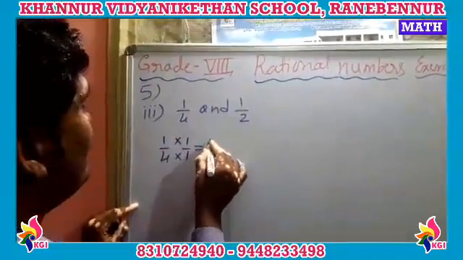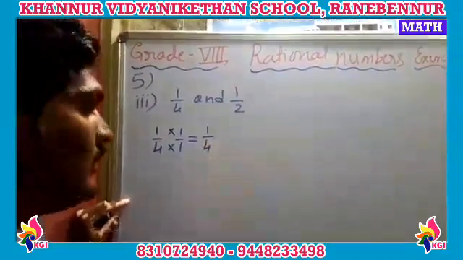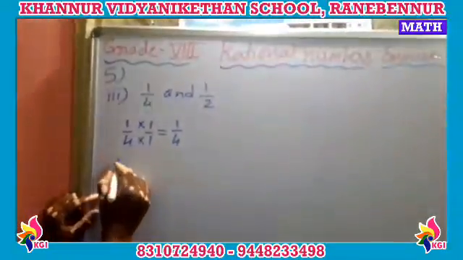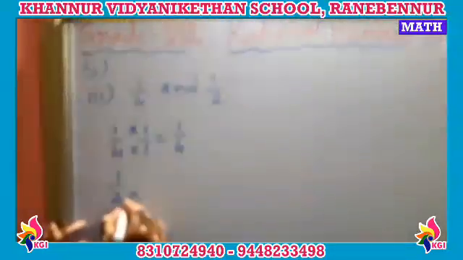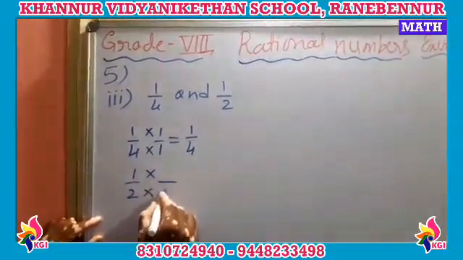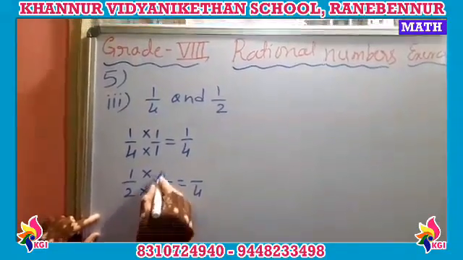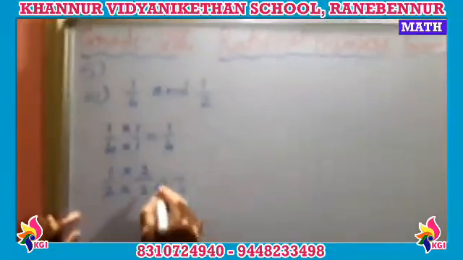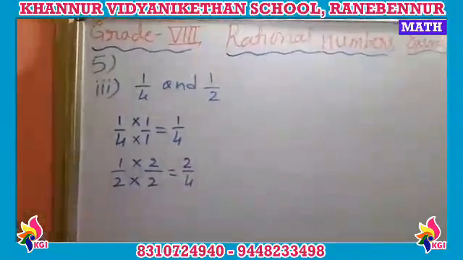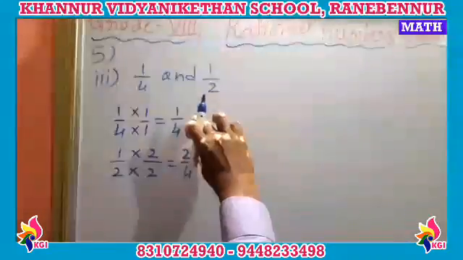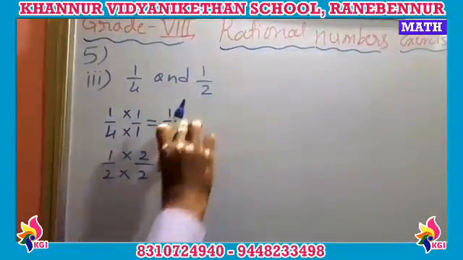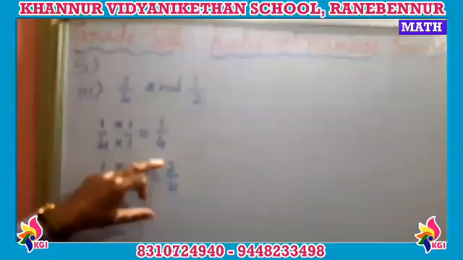So what am I going to get? The same number, 1 by 4. Now let me take the next fraction, that is 1 by 2. 2 is to be multiplied with 2 to get 4. If the denominator is multiplied with a 2, the numerator also should be multiplied with a 2. Now I got new rational numbers, they are 1 by 4 and 2 by 4.